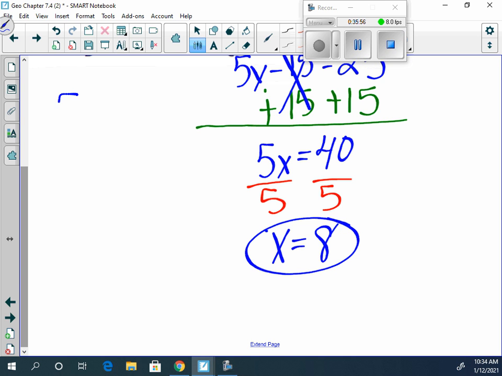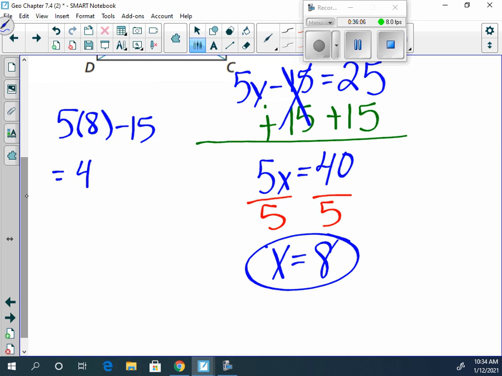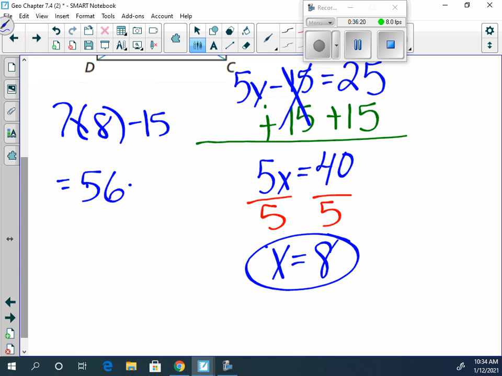And if we plug it back in, 5 times 8 minus 15. 7x, thank you. I was just hoping it was nicely put right there, but no, 7x. So 7 times 8 minus 15. I was about to get the wrong answer. 7 times 8 is 56, and 56 minus 15 is 41. We agree with 41? All right.